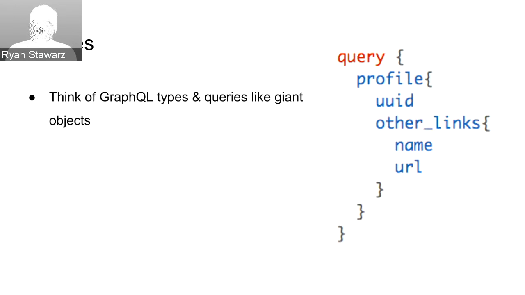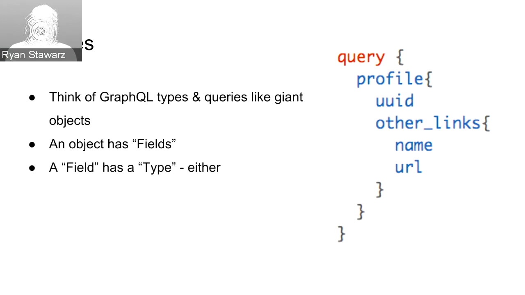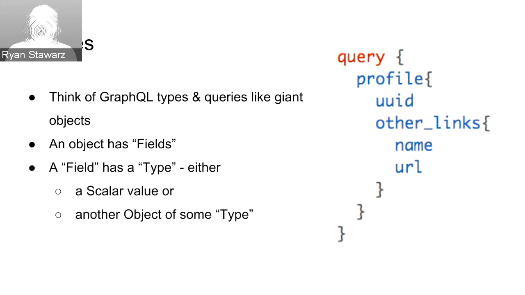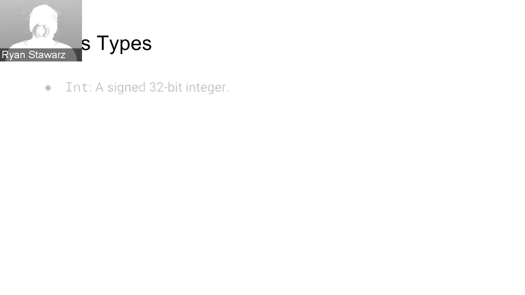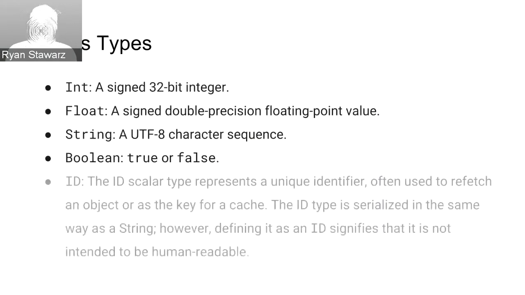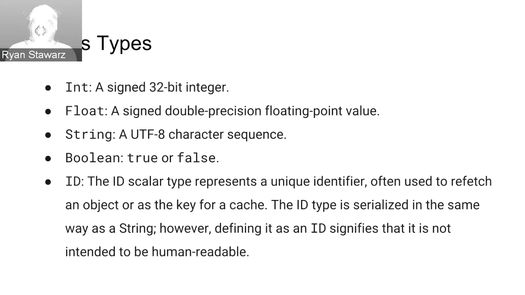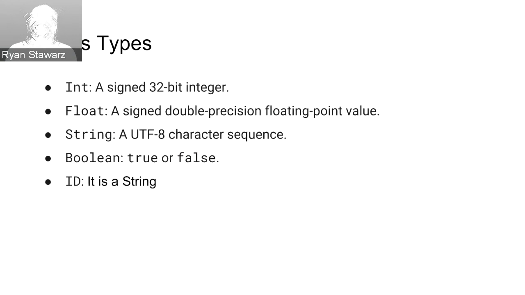You can think of GraphQL types and queries like giant objects, right? An object has fields, a field has a type, and either that type is a scalar value or another object of some type. And for scalar values, GraphQL defines five: an int, float, string, boolean, and ID. These are the core types of what those end fields could be. An ID is something special. In the end, it's just a string. It's just a special nomenclature to say that this thing represents an ID of an object, but it's serialized as a string.